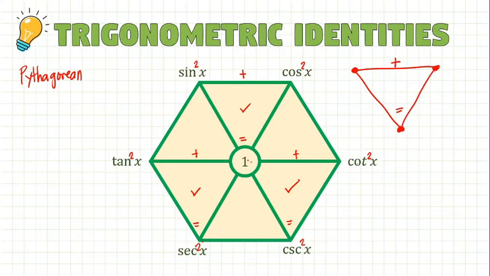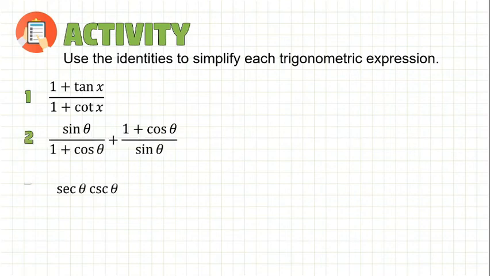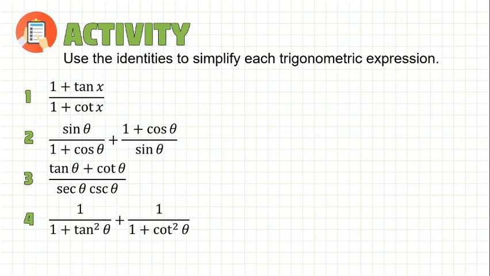So let us try to apply the trigonometric identities in simplifying the given trigonometric expressions here. We have here four expressions. So first, let's have number one: 1 plus tangent x over 1 plus cotangent x.